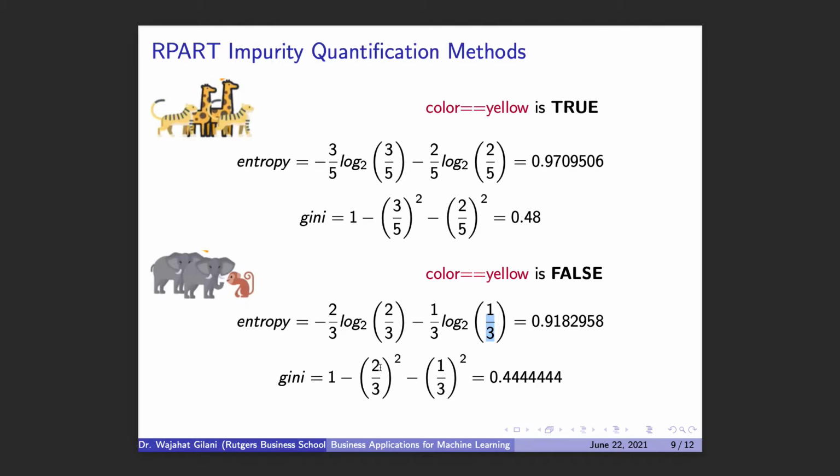Gini index, same thing. 1 minus 2/3, 2 elephants out of 3 animals, 1 monkey out of 3 animals, and this becomes 0.44. Right? Again, big drops. That's what it's all about. This is why this rule was picked first, because this rule gave us the biggest drops.